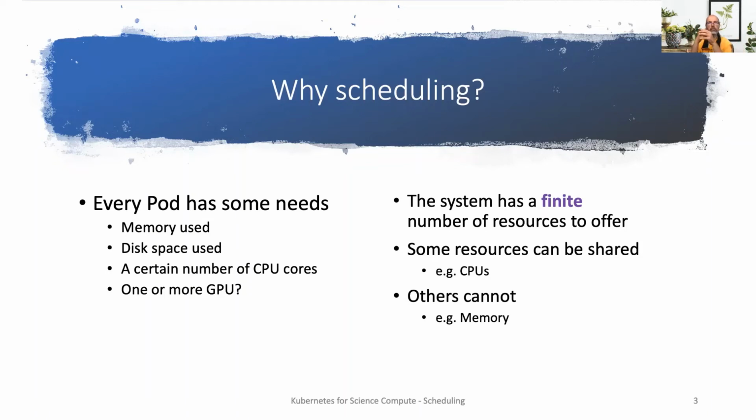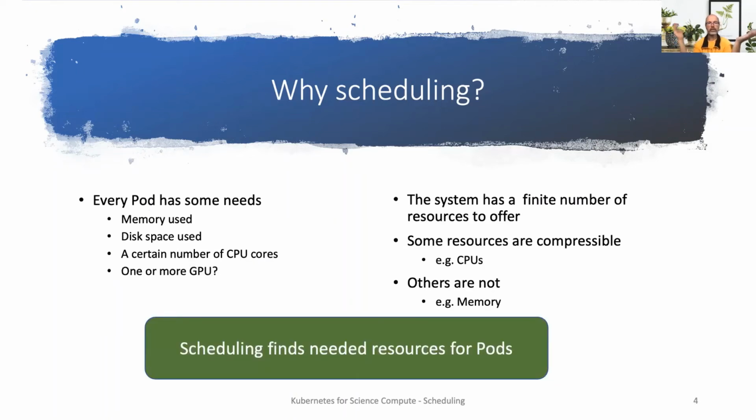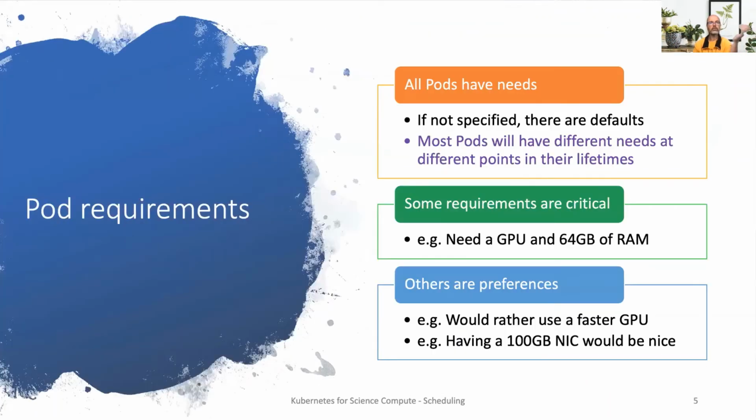In our cluster, we have GPUs. But the system, on the other hand, has a finite number of resources to offer. And while some resources can be shared, like CPUs, others cannot. Memory, if it's used by one application, cannot be used by another. And this is where scheduling comes in. Scheduling is what finds the needed resources for the pods. So let's go more into the details of what this means.